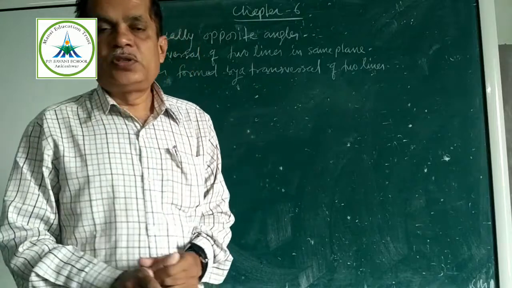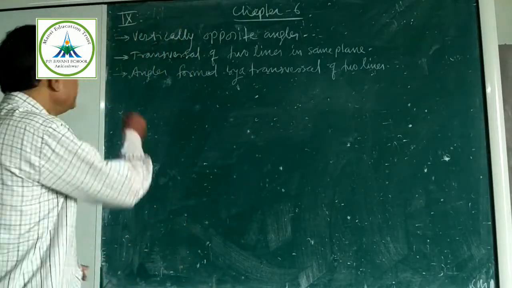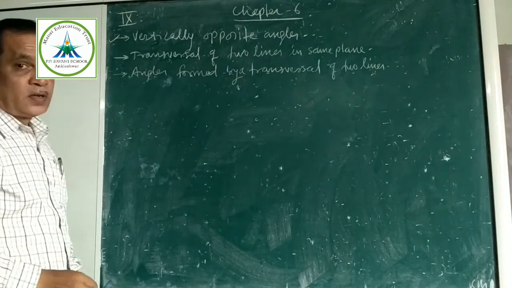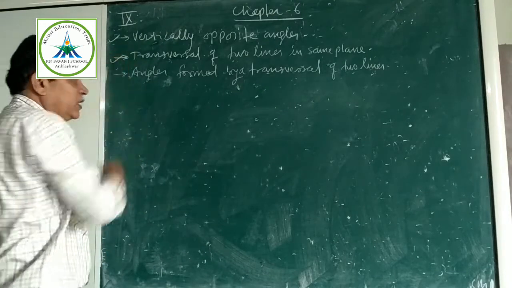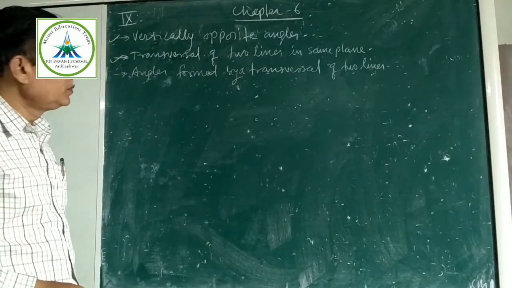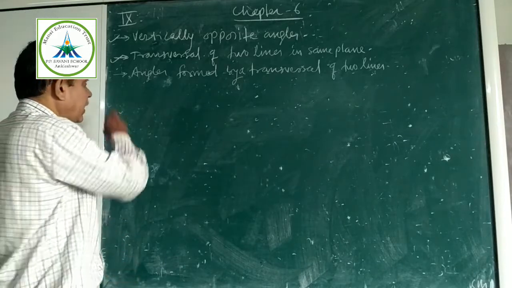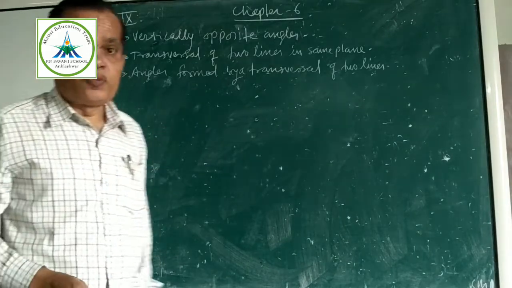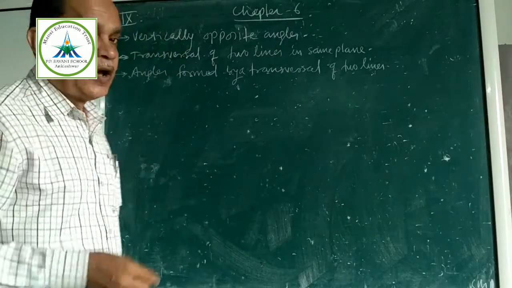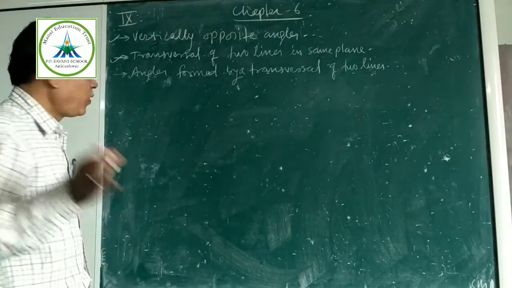Today we will talk about vertically opposite angles, transversal of two lines in the same plane, and angles formed by a transversal of two lines. Okay. Now, vertically opposite angles. I am drawing the diagram.